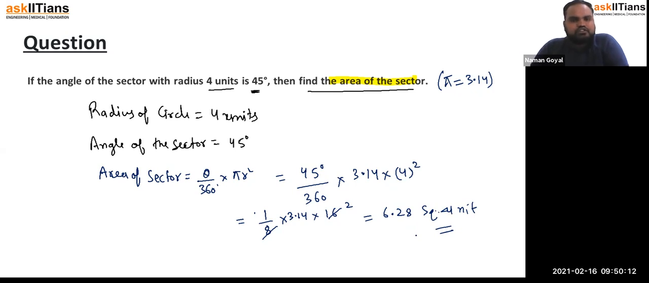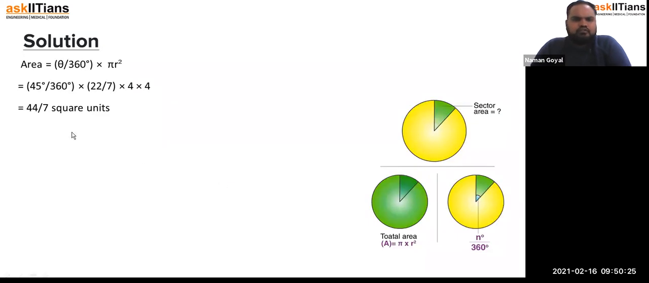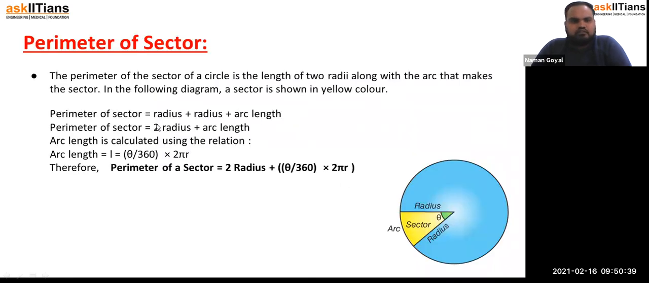Very simple question. In this question, the radius is given, the angle is given, and it is asking for the area of that sector, which is very simple. If you take 22 by 7, or divide 44 by 7, you will get the same answer. So this green part is the area of the sector, and this complete figure becomes the total area. The angle is given.